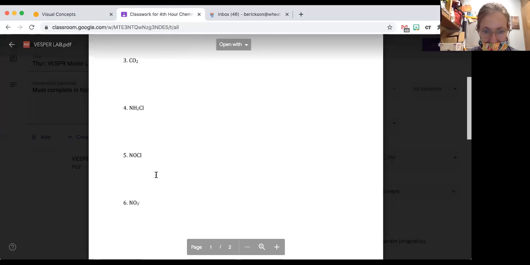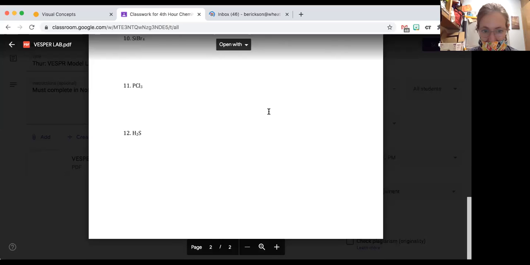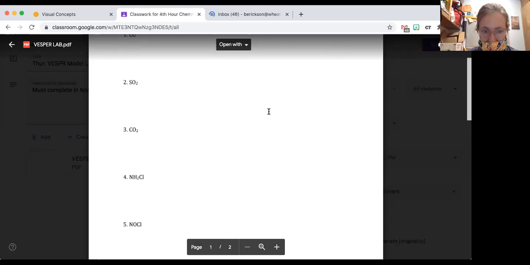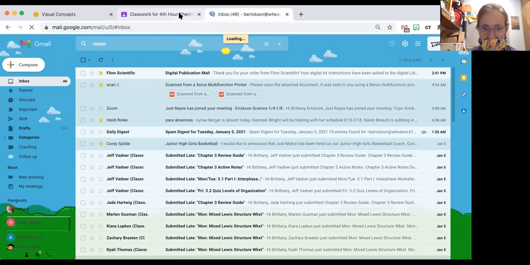But anyways, I believe there's 12. So this is going to be worth a lot of points, okay? Because you're basically getting 4 points for each molecule, okay? Okay, so that's what we're going to be working on for the next 2 days.